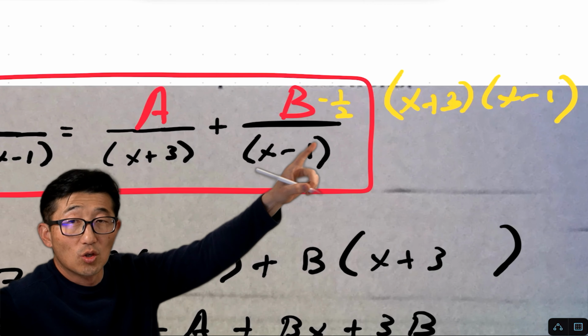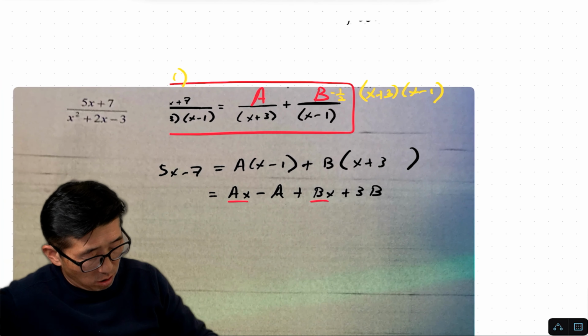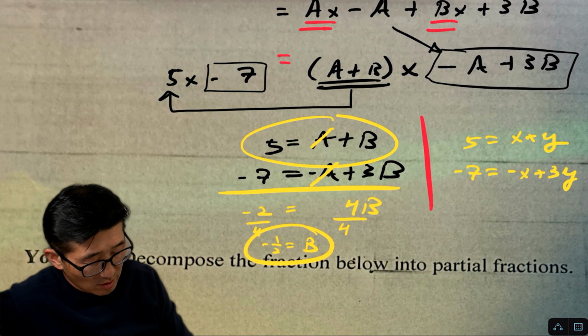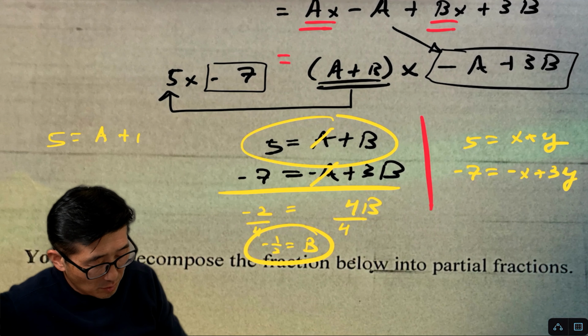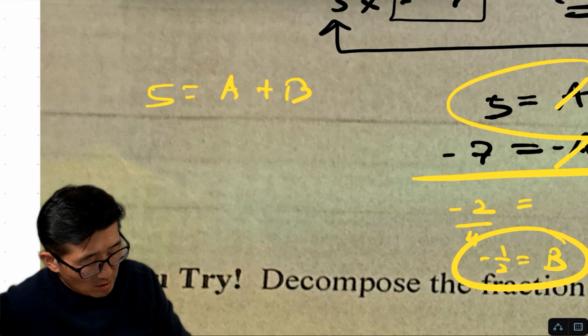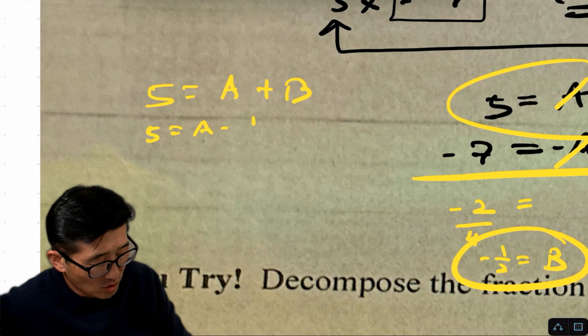So, but we still need to find a. Well, what do we use? We can always use the equation, this one right here. 5 equals a plus b. So we plug in negative 1/2 for b. 5 equals a minus 1/2.